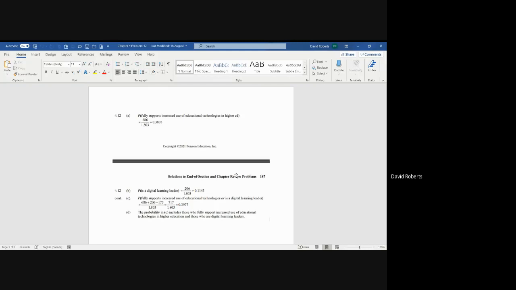So you take the intersection out. If it was or, like it is now, you take the intersection out. If it was and, it would only be the intersection. So in this particular case, 686 plus 206 minus the ones that you're double counting, the 175, works out to be 717. So slightly less than 40%, 39.77 to be exact.